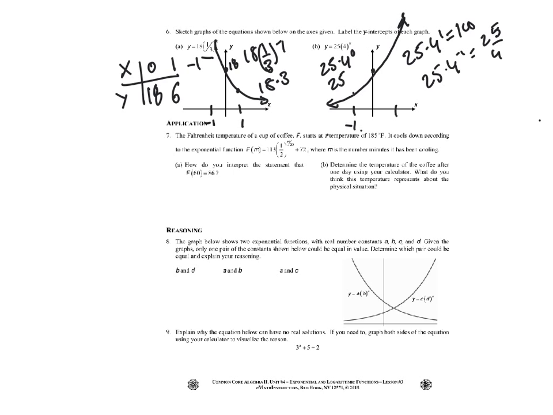Now we move on to number 7. And number 7 is a word problem. All right. So this is telling us about a cup of coffee. All right, I like coffee. It starts at a temperature of 185 Fahrenheit, which is in Celsius, I don't know, but it's hot.